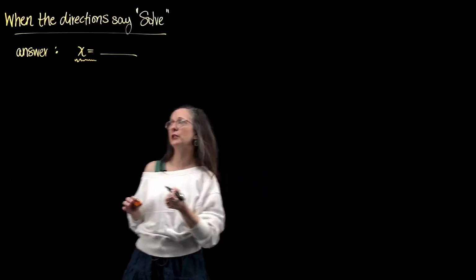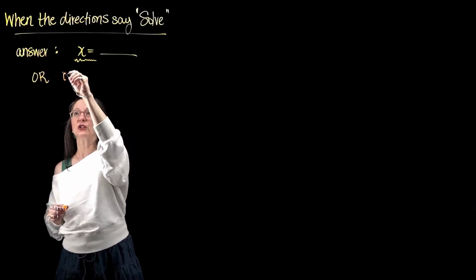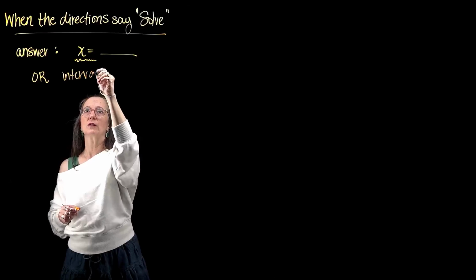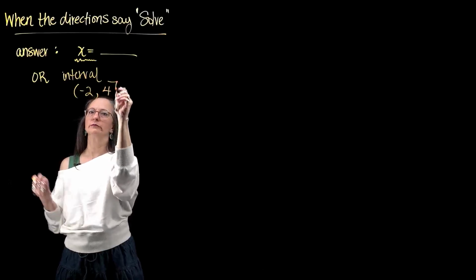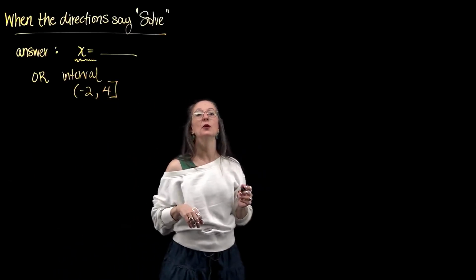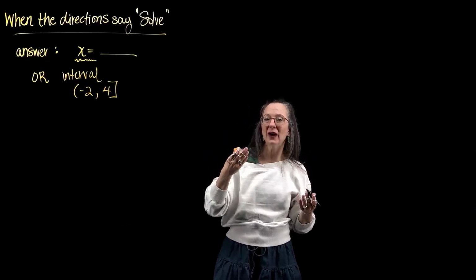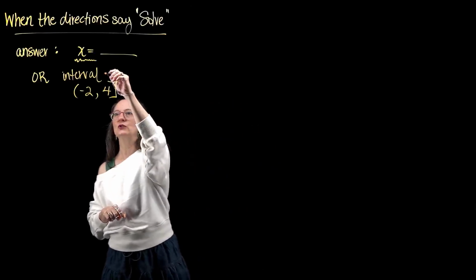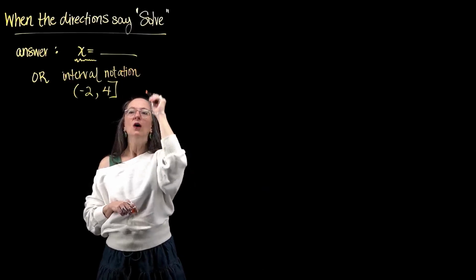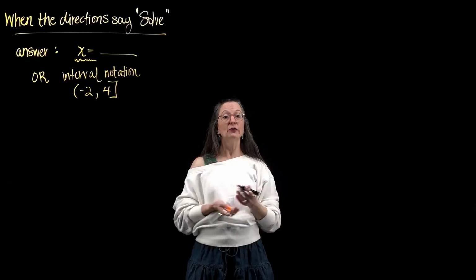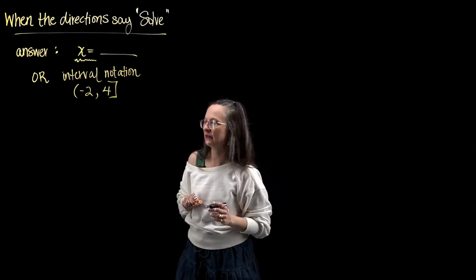Now another option might be an interval notation. So something that looked like -2 to 4. Okay, just for example, that could be another answer if it said solve and write in interval notation. So I'm going to write up that interval notation. But when we see solve, it's going to generally be one of those two things. Now, let me expand on that a little bit.